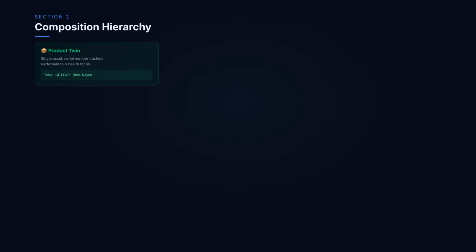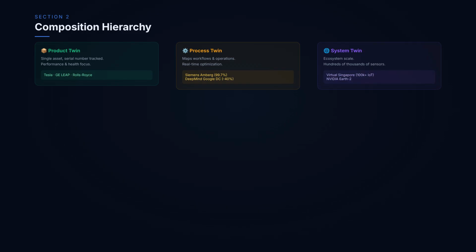Twins don't exist in a vacuum. They operate at 3 distinct scales. And not all twins are built equal. First, the product twin. This is a single asset, tracked by serial number. Focus is performance and health. Tesla does this with every vehicle on the road. GE tracks its LEAP engines for $100 million annual savings. Rolls-Royce monitors entire jet fleets.